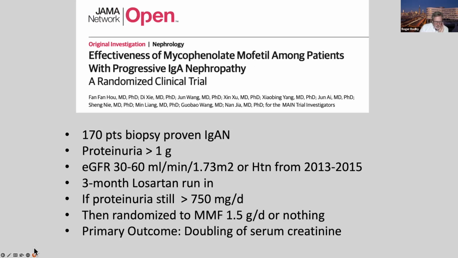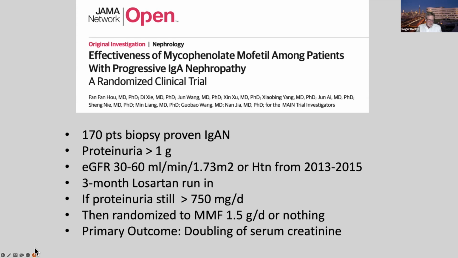You brought this up, Bill. This just came out in JAMA in the last week, and people brought it up in the chat box as well. It's a pure China study, 170 patients with biopsy-proven IgA nephropathy. They were put on a short period of an ARB for 3 months, and if their proteinuria was still greater than 750, they were randomized to MMF or nothing.